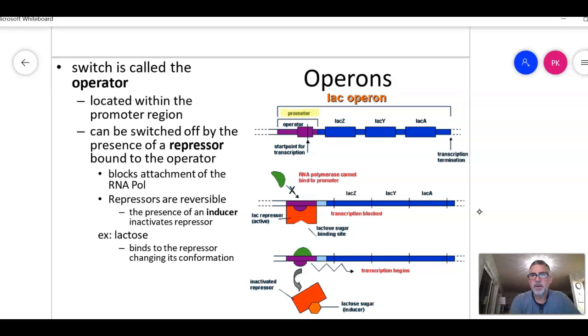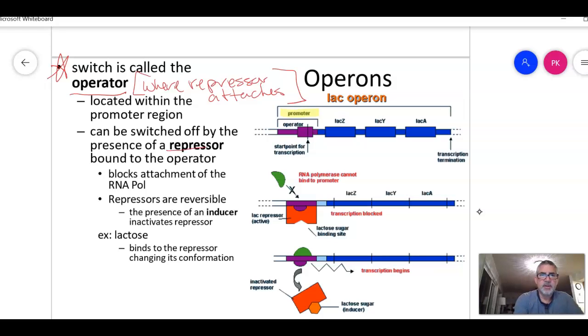But if we have an operon, right, within the promoter is the operator. So the operator is the switch. The operator is where the repressor attaches, all right? So the repressor, this is in red over here, blocks the attachment of RNA polymerase. The job of the repressor is to make it so we can't transcribe those genes, right, unless we have something those genes would work on.